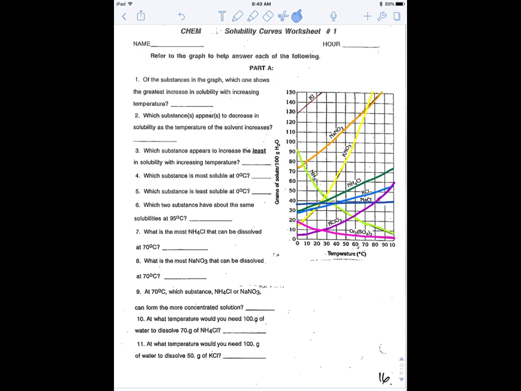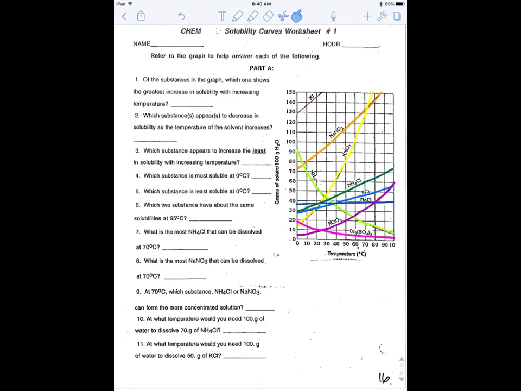Okay, so if you go to the next page, this is our solubility curve practice. So how do we read this? The first question asks, which shows the greatest increase in solubility with increasing temperature? So what you want to do is look at the one that is increasing the most. You can dissolve more grams, okay, so if you look at this KNO3 here, you can dissolve more grams of KNO3 with increasing temperature. It has the greatest slope.